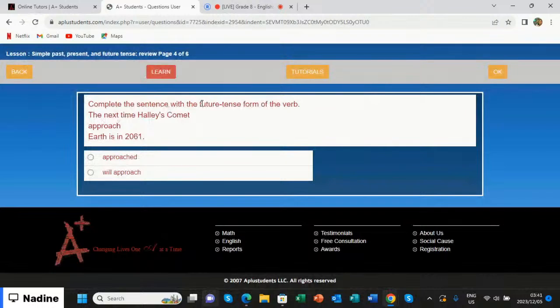And we need to complete the sentence with the future tense form of the verb. Future tense, once again. The next time Halley's Comet approach Earth is in 2061. So do we say approached or will approach? And this is now the future tense. So approach or will approach.